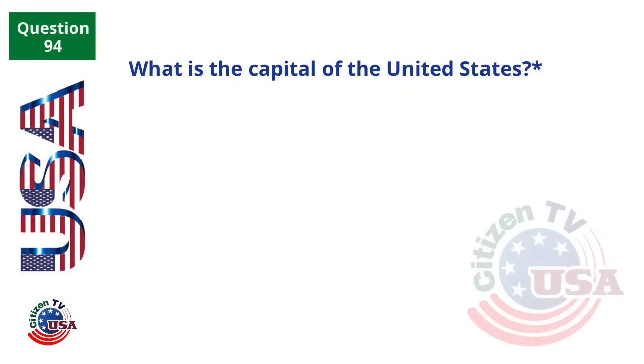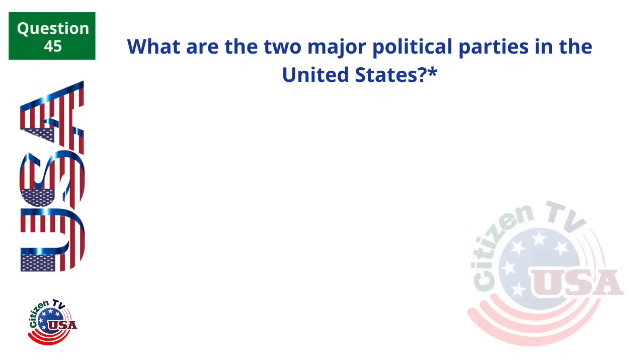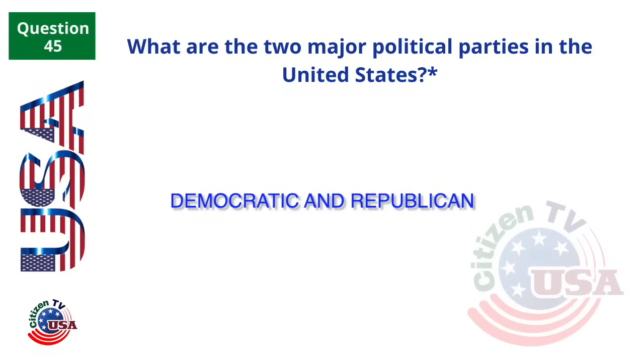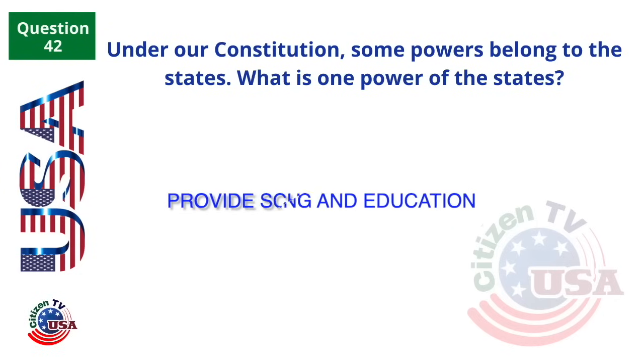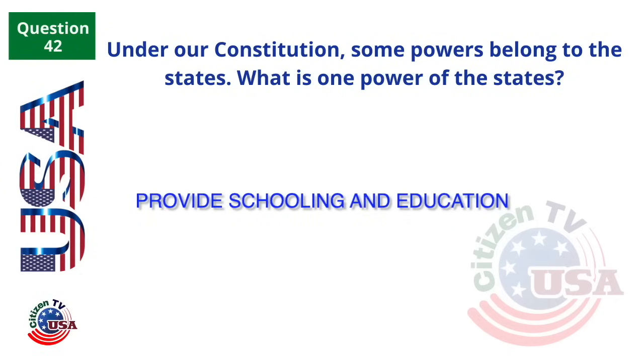What is the capital of the United States? Washington, D.C. What are the two major political parties in the United States? Democratic and Republican. Under our Constitution, some powers belong to the states. What is one power of the states? Provide schooling and education.